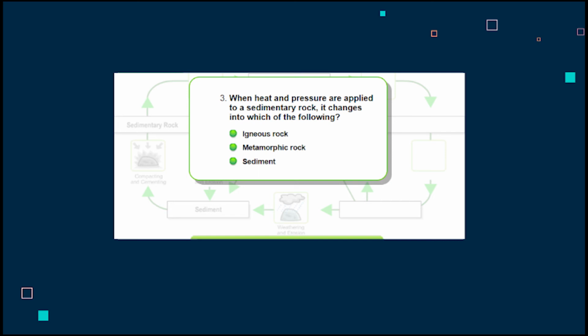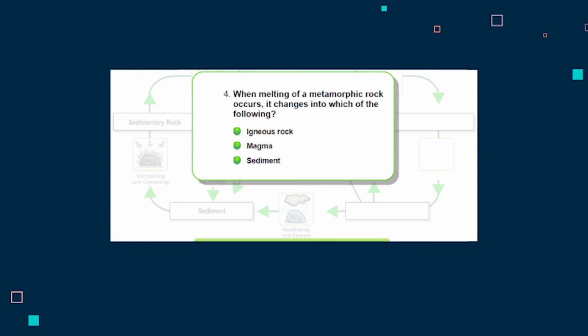Remember when we talk about those rocks that were subjected to high temperatures, sometimes pressure, changes physically, chemically. What type of rocks are those? Alright, have you thought about it? Well, if you said metamorphic rock, you are correct. Metamorphic rocks are subjected to heat and pressure. Question number 4. When melting of a metamorphic rock occurs, it changes into which of the following?